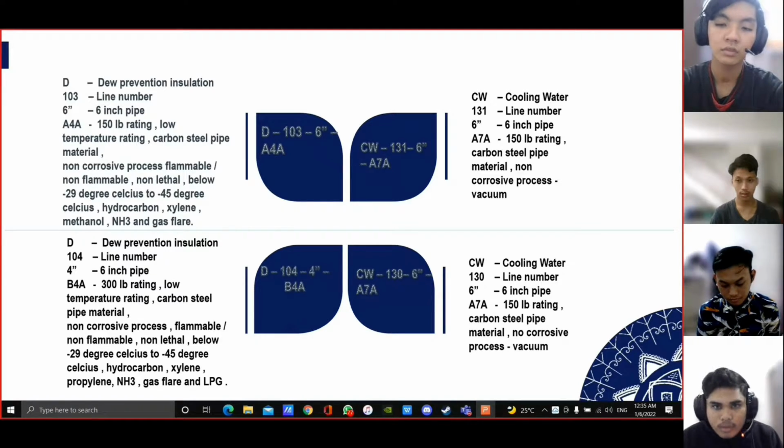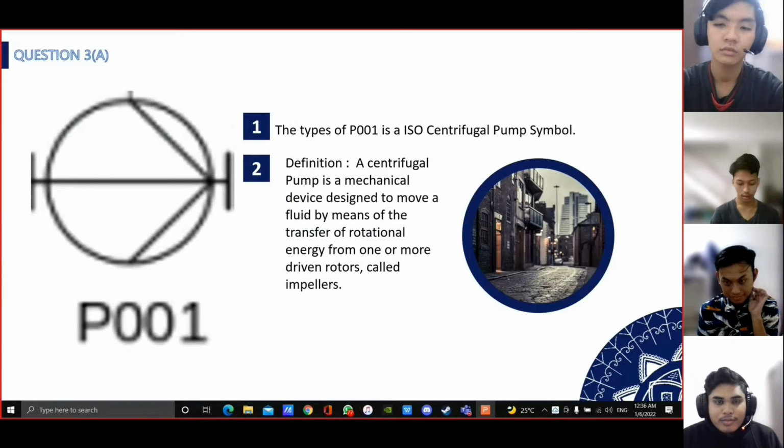Lastly is CW 131 6-inch A7A. CW means cooling water. 131 is the line number. 6-inch is a 6-inch pipe. A7A is a 150 lb rating, carbon steel pipe material, non-corrosive process, vacuum. That's all for me. Thank you.